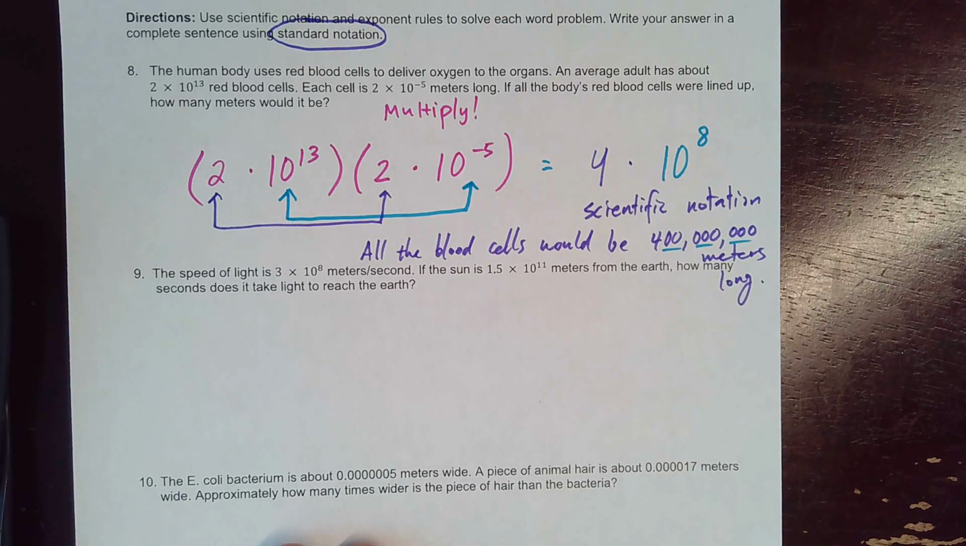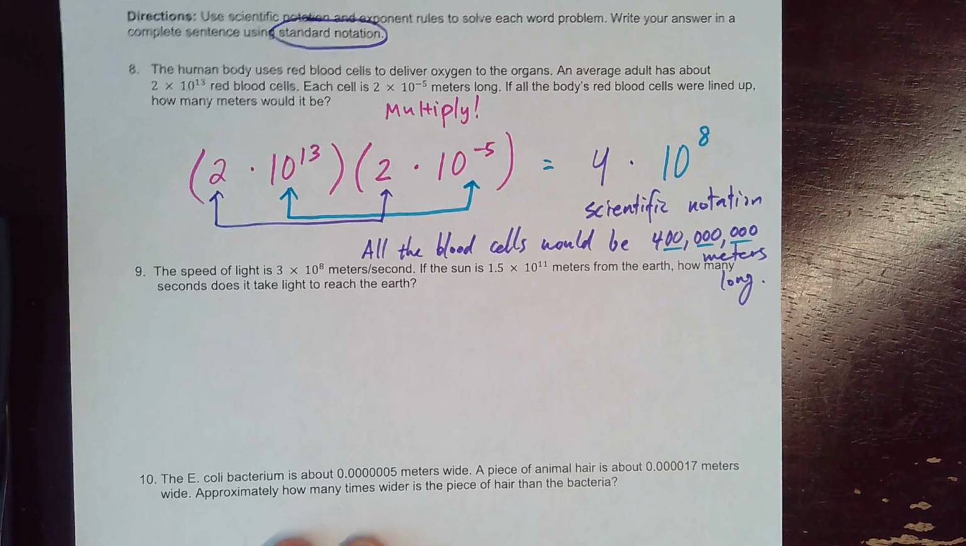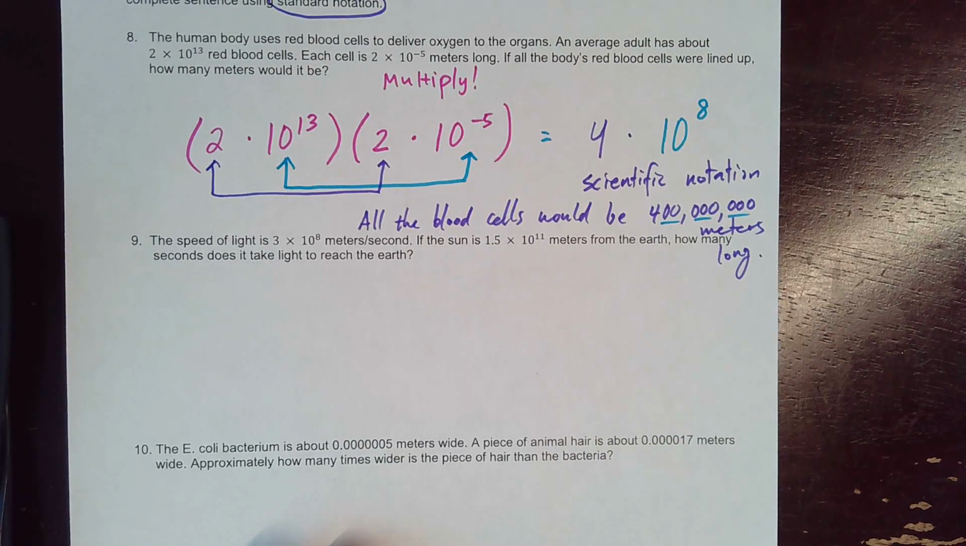Okay, let's try number 9. Number 9 says the speed of light is 3 times 10 to the 8 meters per second. If the sun is 1.5 times 10 to the 11 meters from the Earth, how many seconds does it take light to reach the Earth?